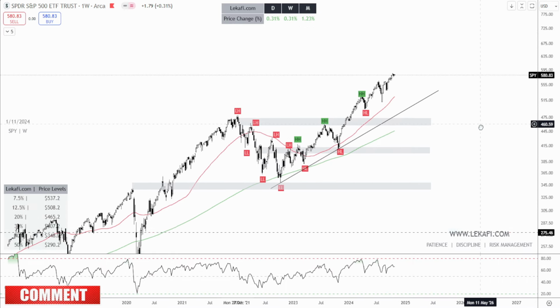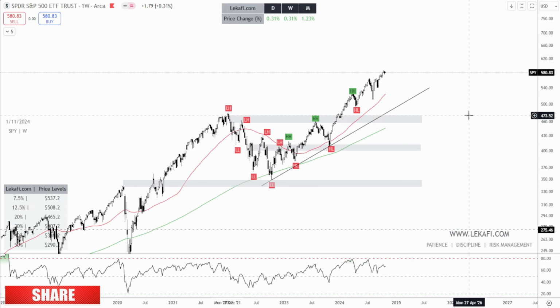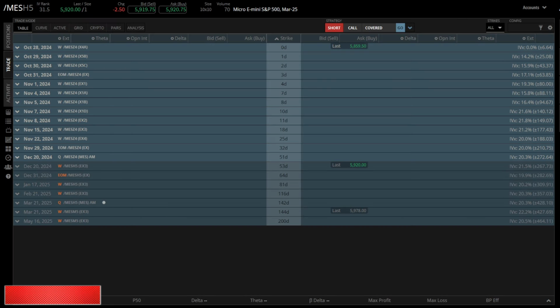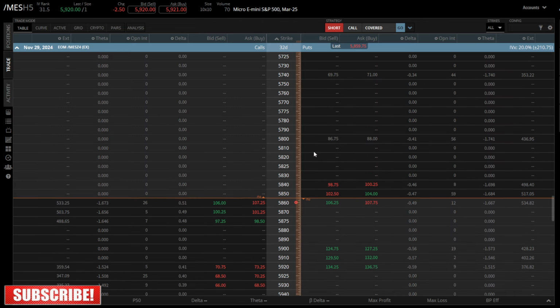So the first one we're going to start with is the SPY. As you guys can see, they're pretty much a reflection of each other, because one is the futures and the other is just the ETF. If we go here to TastyWorks, I'm going to make this video nice and short so you can have a more concise video. We're going to pick a DTE of 32 for both the SPY and the MES, and open the option chain.